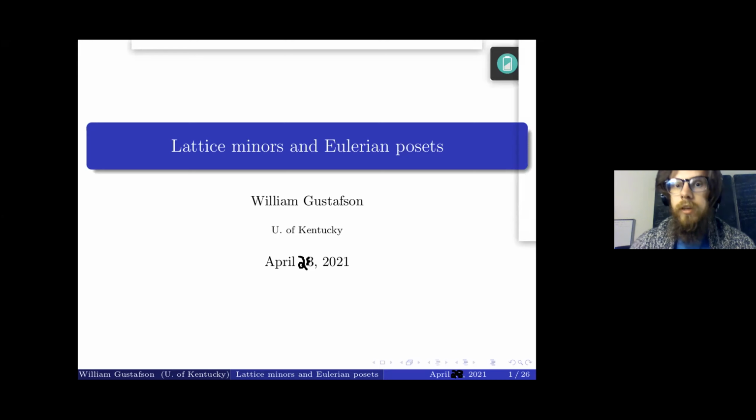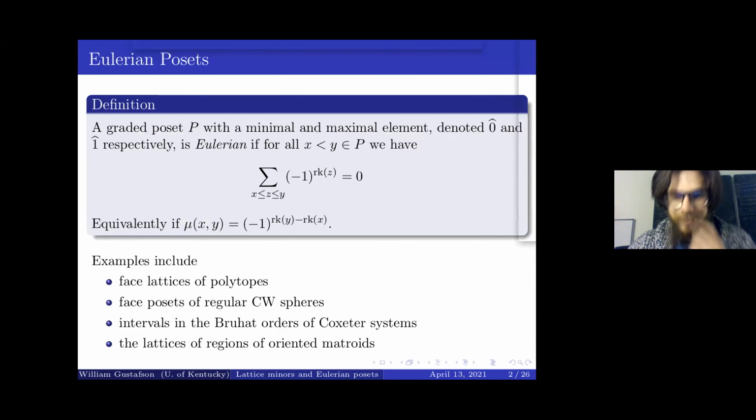Okay, but to get started, I want to real quickly recall the definition of an Eulerian poset and then give a little bit of motivation, show you where this idea came from. All right, okay, so an Eulerian poset is a graded poset with a minimal element and a maximal element. And then for all x less than y, it has to satisfy this condition here. So this is just saying in every interval, there's an equal number of odd and even rank elements.